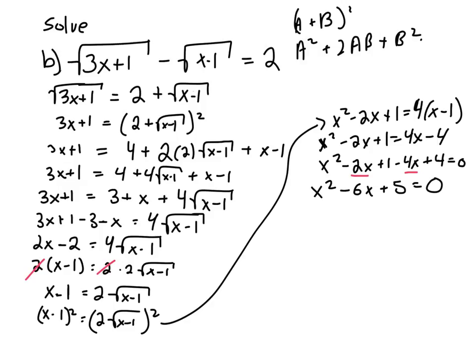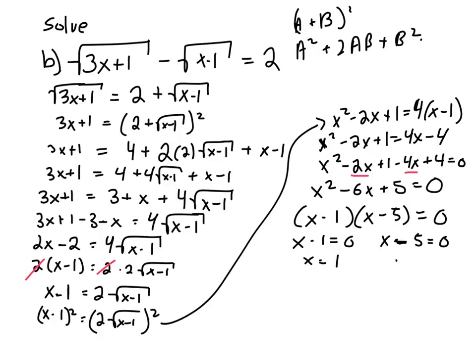Now I just need to do some factoring here. I need to think of two numbers that multiply to 5 and add to negative 6. That's negative 1 and negative 5. So x minus 1 times x minus 5 equals 0. If either of those two equals 0, the whole thing equals 0, so x equals 1, or x minus 5 equals 0, so x equals 5. Add 5 to both sides.